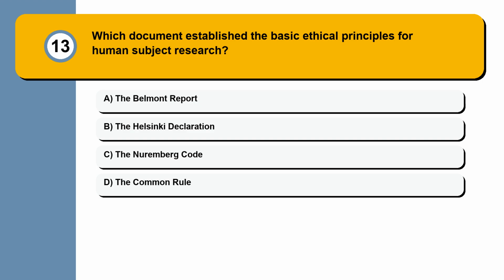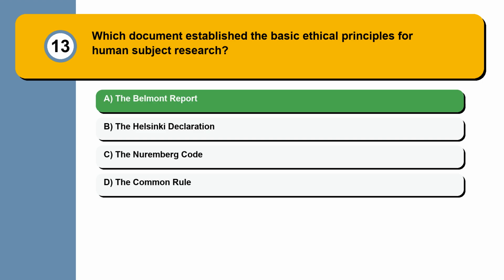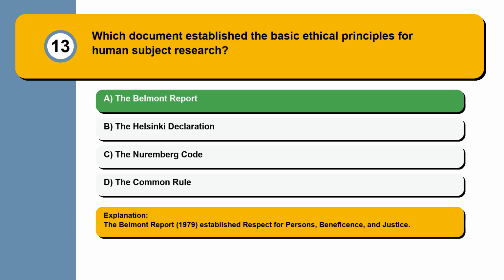Question 13. Which document established the basic ethical principles for human subject research? The Belmont Report, the Helsinki Declaration, the Nuremberg Code, the Common Rule. The Belmont Report, 1979, established respect for persons, beneficence, and justice.